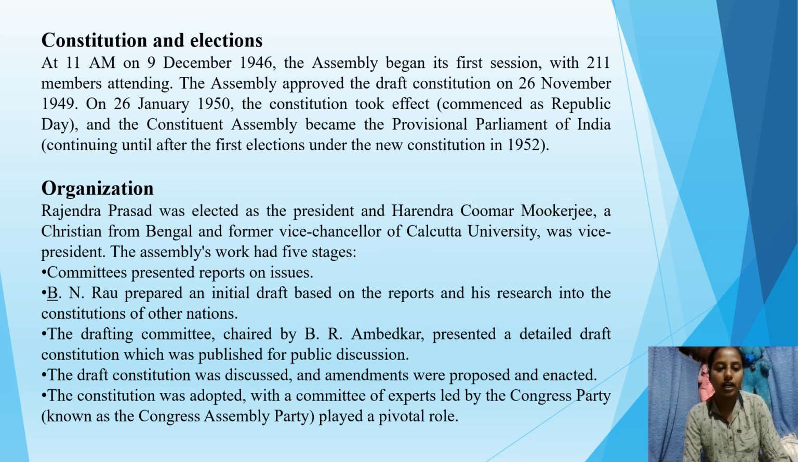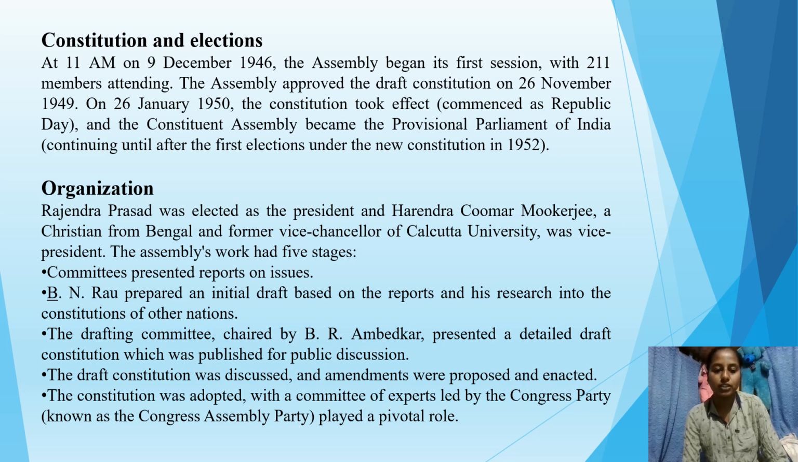Constitution and elections. At 11 a.m. on 9 December 1946, the Assembly began its first session with 211 members attending. The Assembly approved the draft Constitution on 26 November 1949. On 26 January 1950, the Constitution took effect, commemorated as Republic Day, and the Constituent Assembly became the Provisional Parliament of India, continuing until after the first election under the new constitution in 1952.